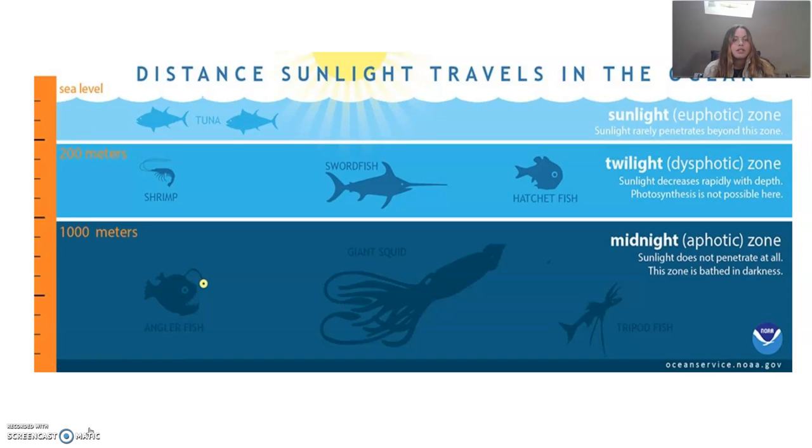The first zone, which is the sunlight zone, obviously contains most of your sunlight. Here you're going to find species of fish that you're going to be most likely familiar with. This is what fishermen are going to catch. These are where you're going to have your ocean mammals.